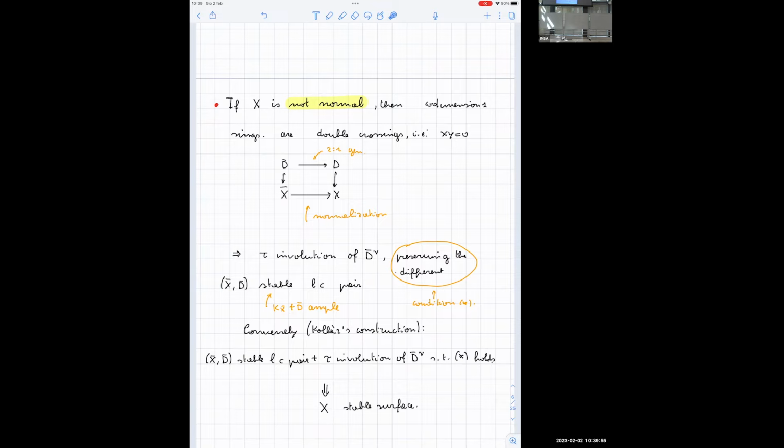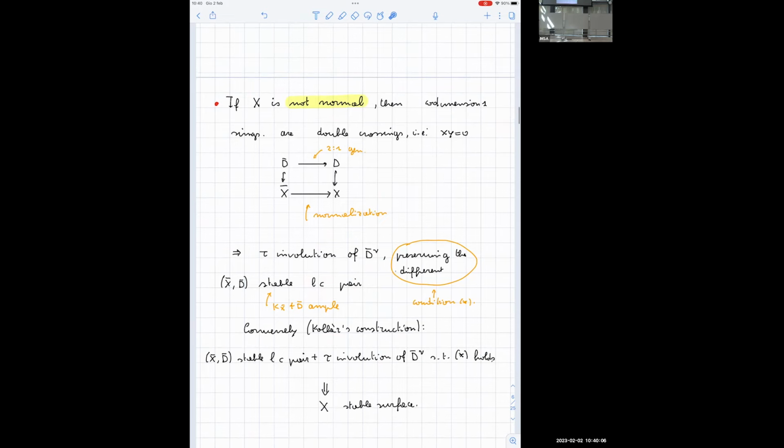And Kollár's construction tells you you can go backwards. So you start with such a pair, stable, meaning as usual that K plus D is ample, and an involution preserving the different. And there's some gluing procedure that produces a stable surface.